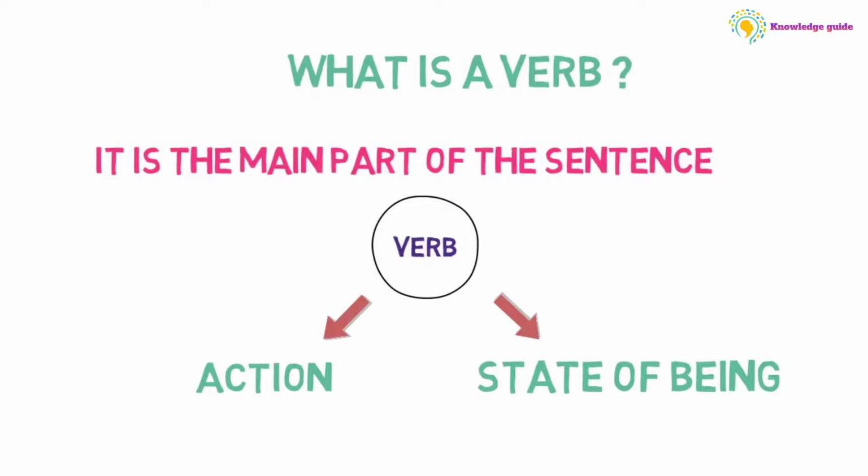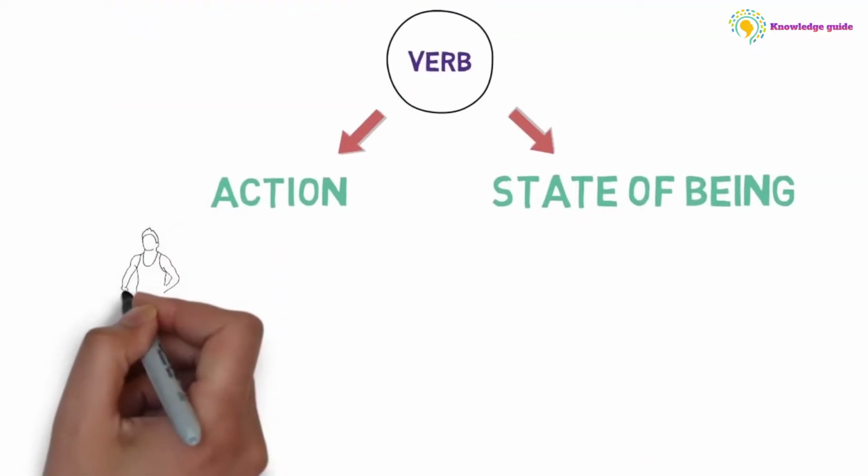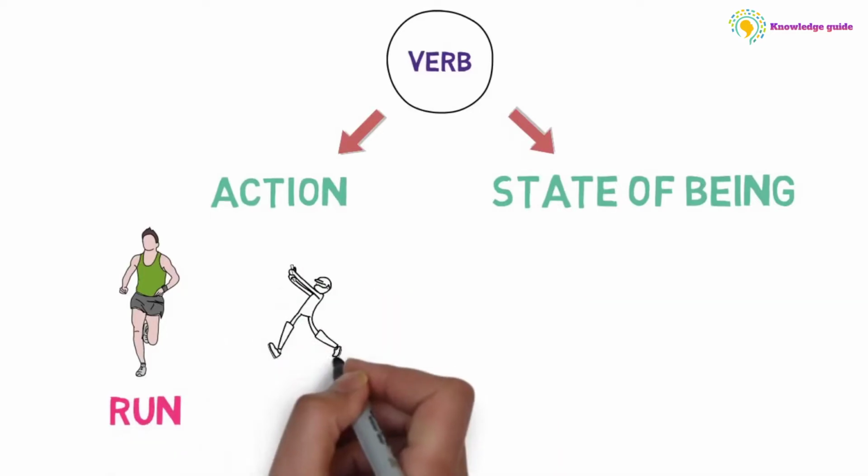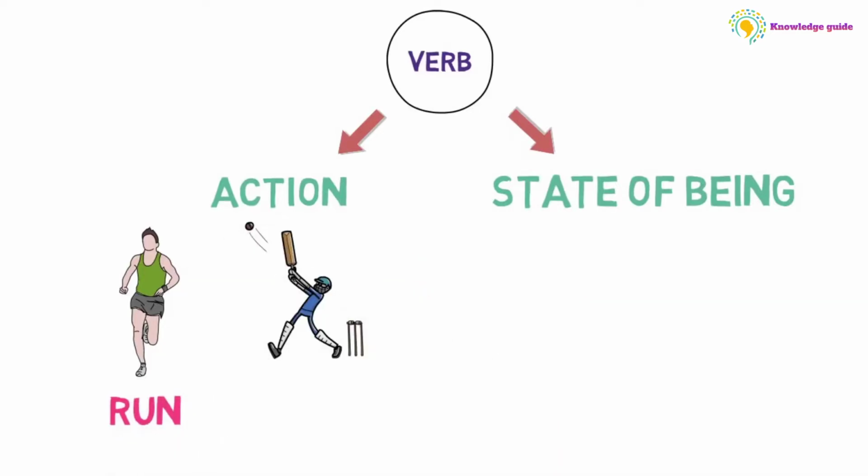Now let me give you some examples of action verbs. We can see this picture, so what is the man doing? The man is running here in the picture. Another one, what is this batsman doing? The batsman is playing. So we can understand the action verb.